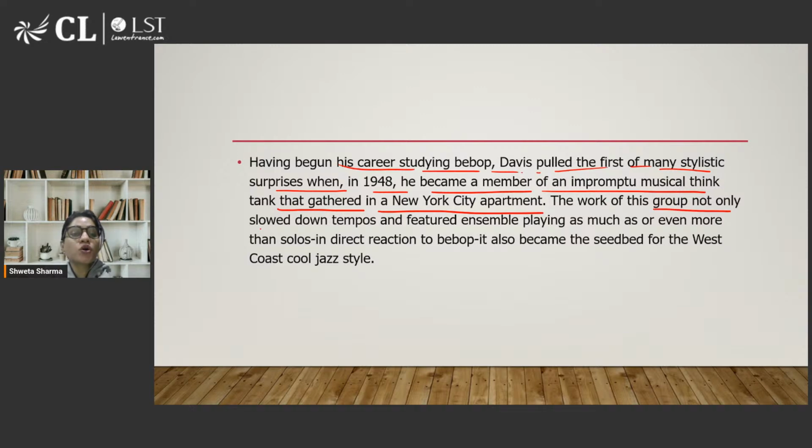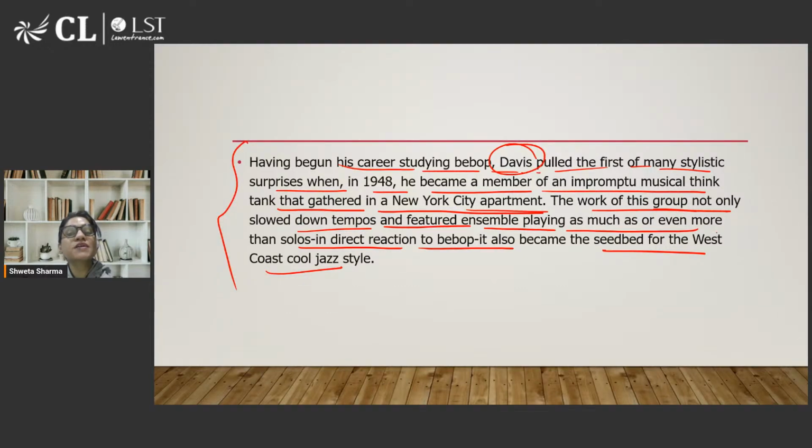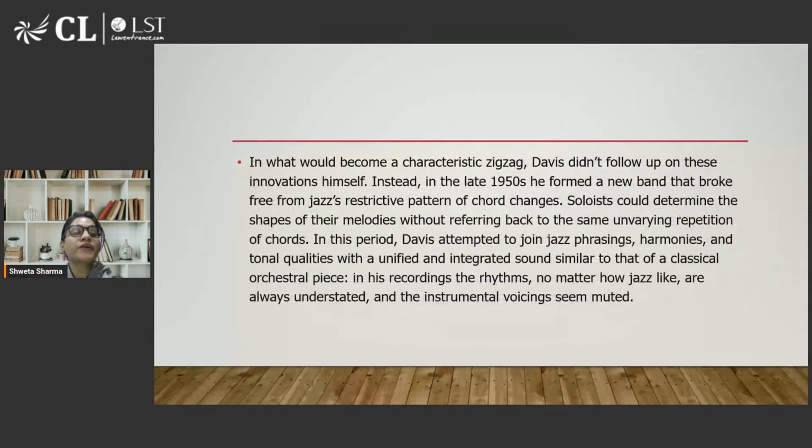The work of this group not only showed slowed down tempos and featured ensemble playing as much as or even more than solos in direct reaction to bebop, it also became the seedbed for the West Coast cool jazz style. Right, so we're talking about how that jazz style was evolving at that time and how his work impacted it. In 1948, he became a member of an impromptu musical think tank that gathered in a New York City apartment. The work of this group not only slowed down tempos and featured ensemble playing as much as or even more than solos in direct reaction to bebop, it also became the seedbed for the West Coast cool jazz style. That is, it became the main originating factor.